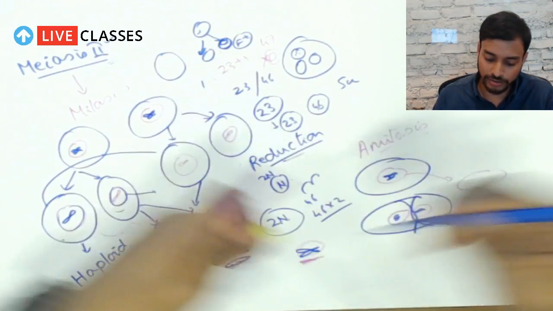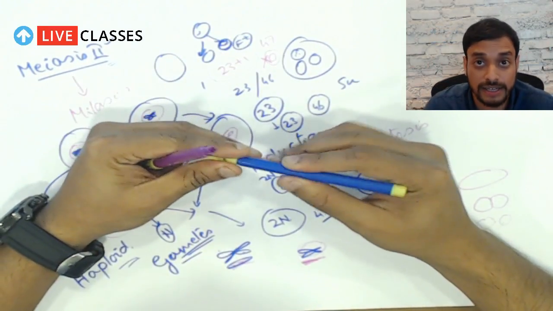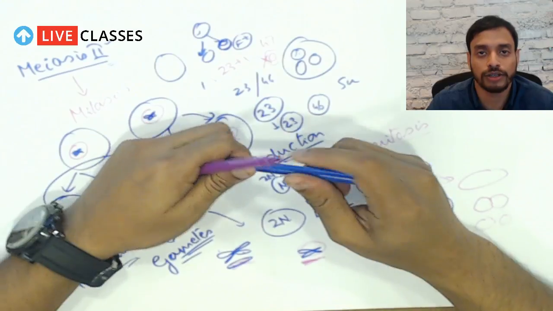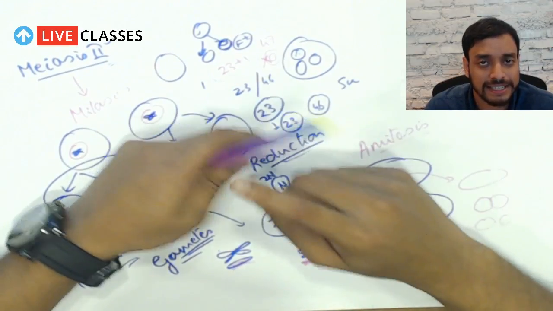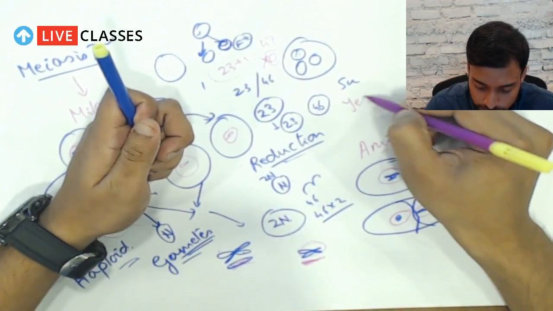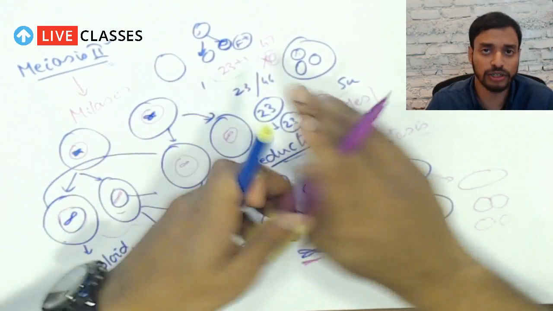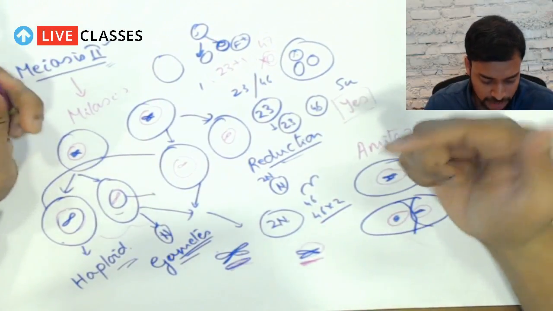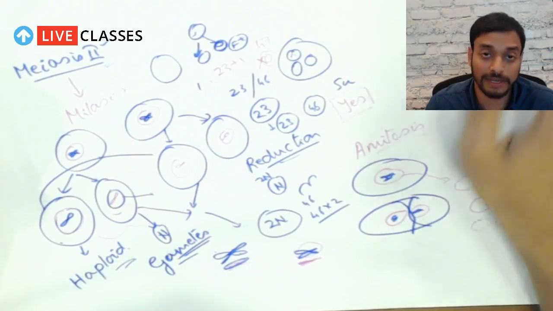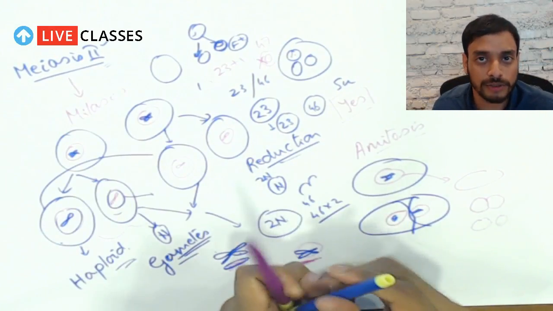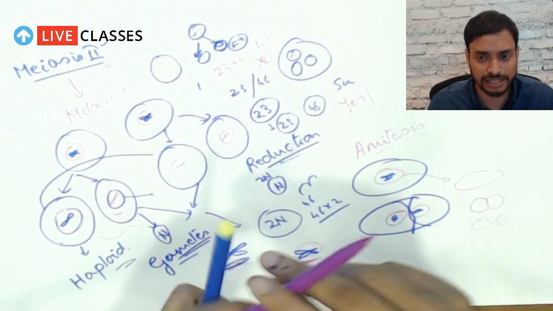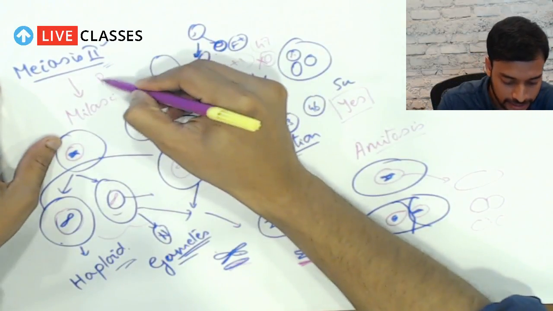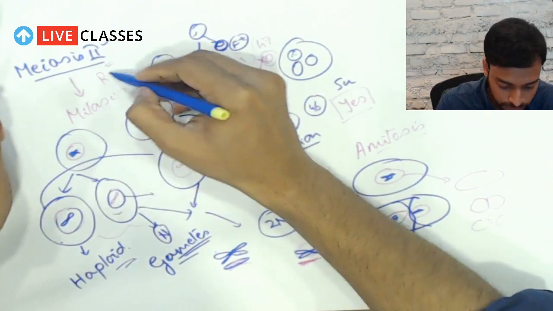Yes, I've got a very interesting question: does meiosis play a role in evolution? What do you think? The answer is yes. Can anyone think about why meiosis is involved in evolution? We have talked about one stage, that is recombination.